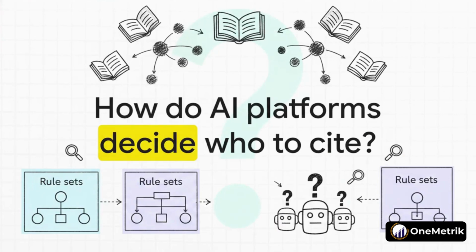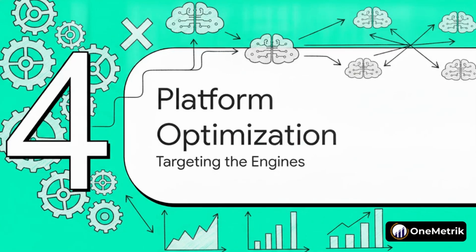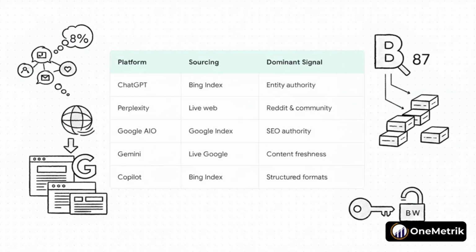So you might be wondering, with these pillars in place, how do these AI platforms actually decide who to cite? And more importantly, do they all use the exact same rules? Well, that brings us to Part 4, optimizing for specific platforms. Because assuming that one single optimization strategy works universally across all large language models, that is an incredibly expensive mistake. Just look at how the dominant signals change across this matrix.